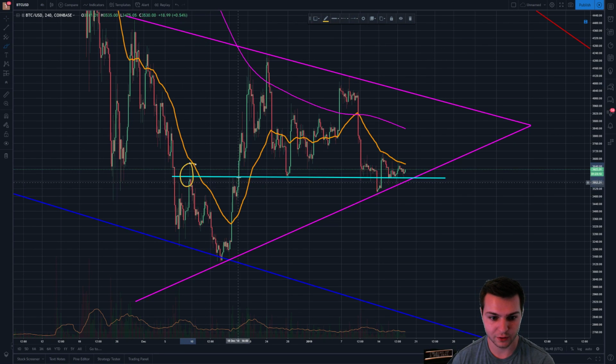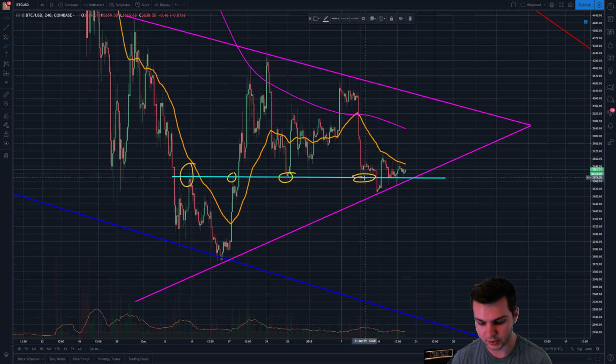So again, rejection from this line, broke through it, and then ever since then we've really been using it as support all in this area. If you look at all these, I don't want to draw over it too much, but you can see all in this area, maybe you have wicks that are going through it, but everything that's been a candle body closing has been above this line.